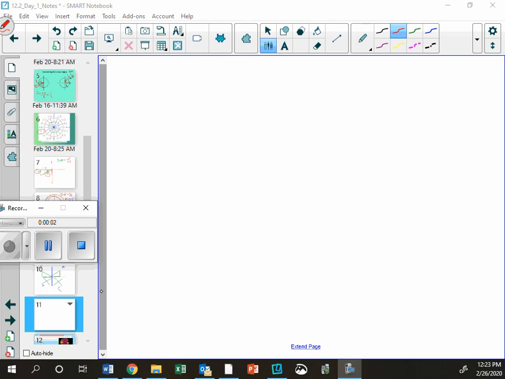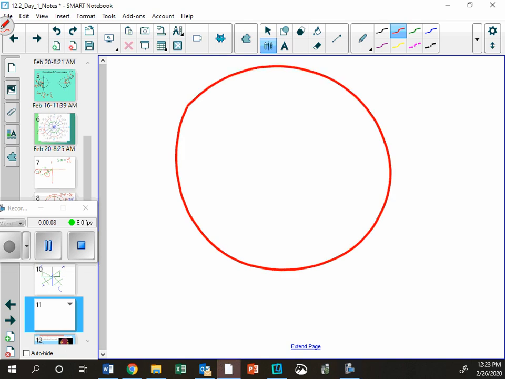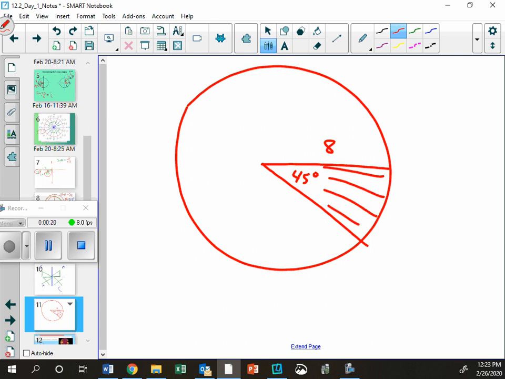All right. So we just did some review at the beginning of class, and I'm going to start right here and say, if I have a sector of a circle where this is 45 degrees and this is 8, you should be able to say, what's the area of that sector of this circle? And that would be 45 out of 360 times pi r squared. And r in this case is 8, so that would be 8 squared, so that would be 64.